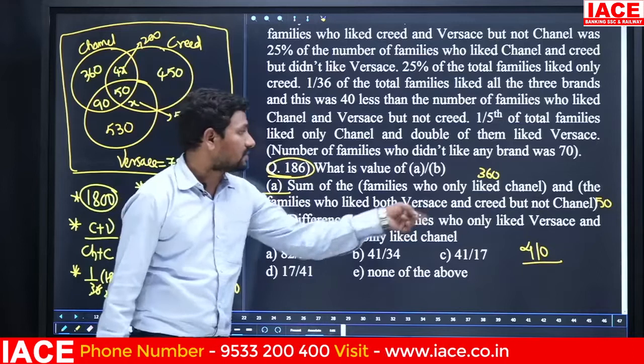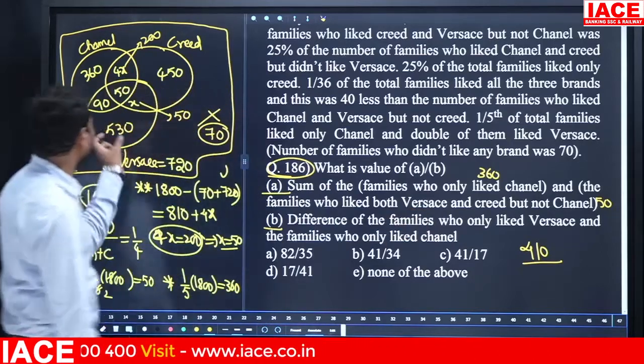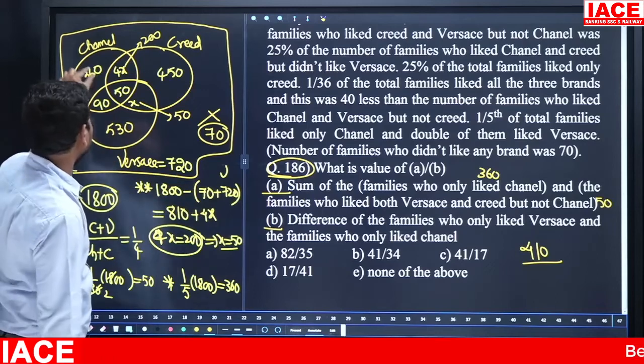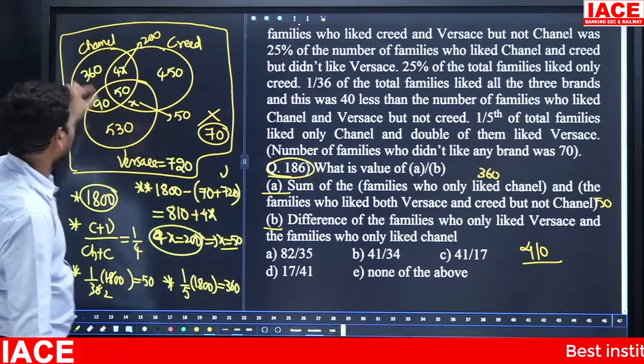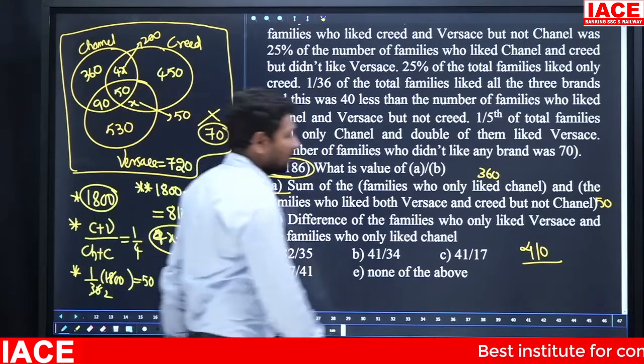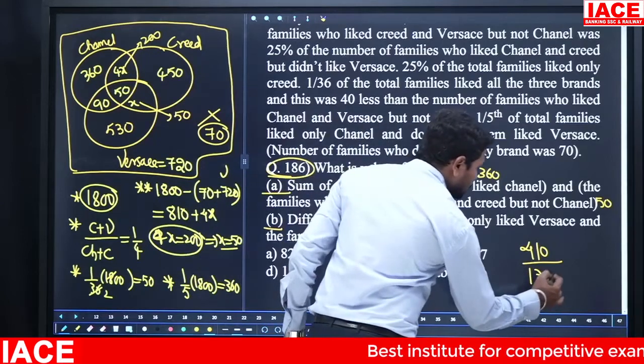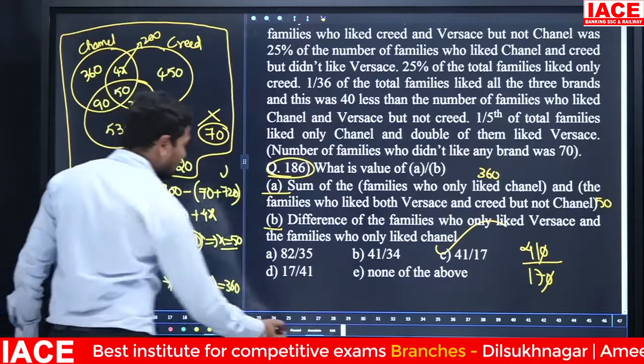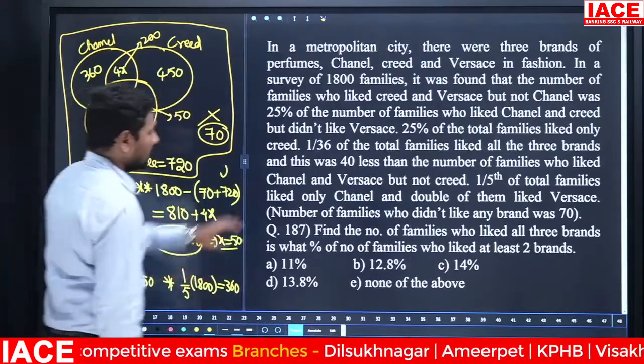B is the difference of the families who only liked versus, which is 530, and the families who liked only channel, 360. 530 minus 360, the difference is 170. And the 0s will be cancelled. The answer is 41 by 17. Option C. Next.